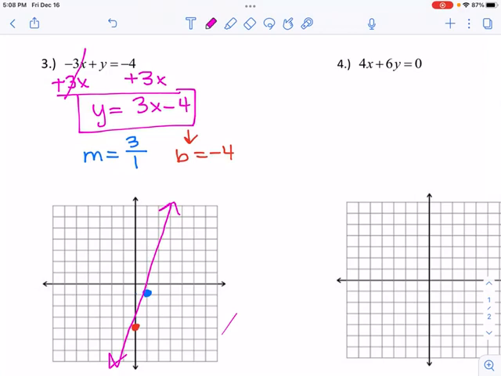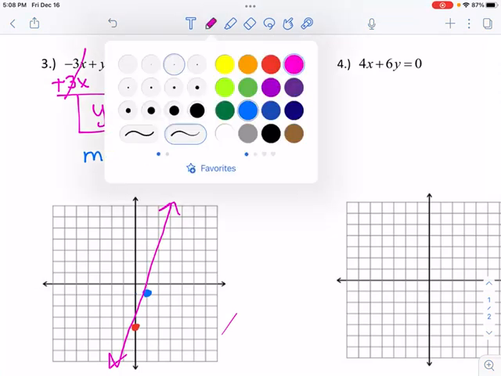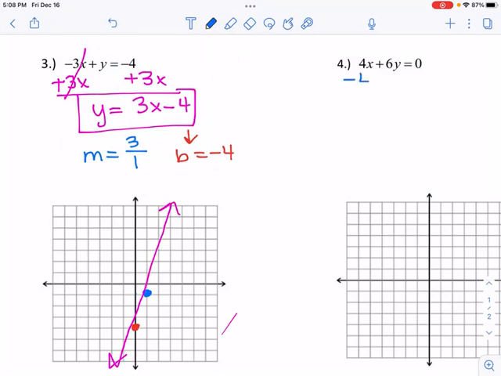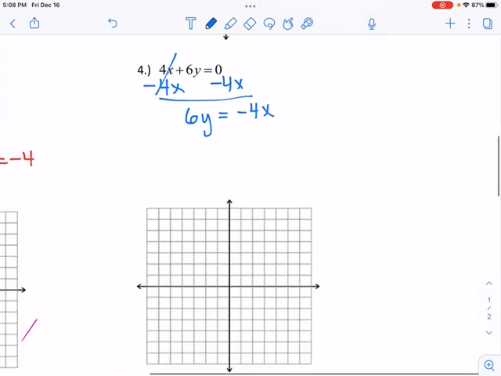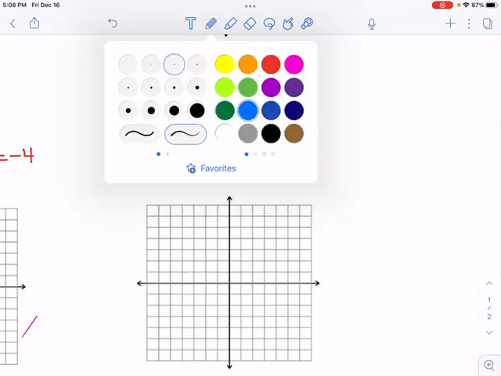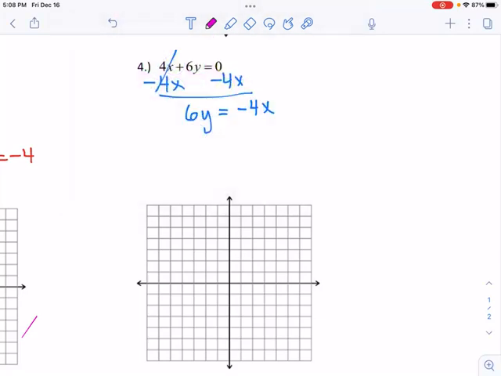One last one of these. For number 4, first thing we got to do is move that 4x over. So let's go ahead and subtract 4x from both sides. Bring down the 6y. Equals negative 4x. If you want to write it as negative 4x plus 0, you can. Then let's divide everything by 6.